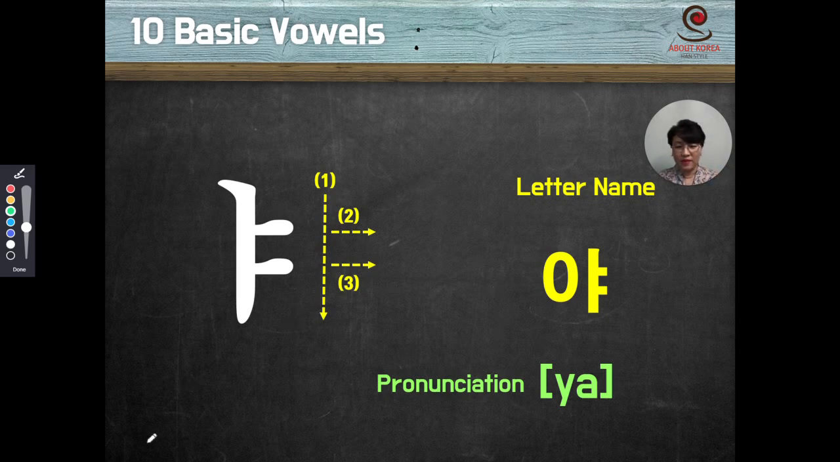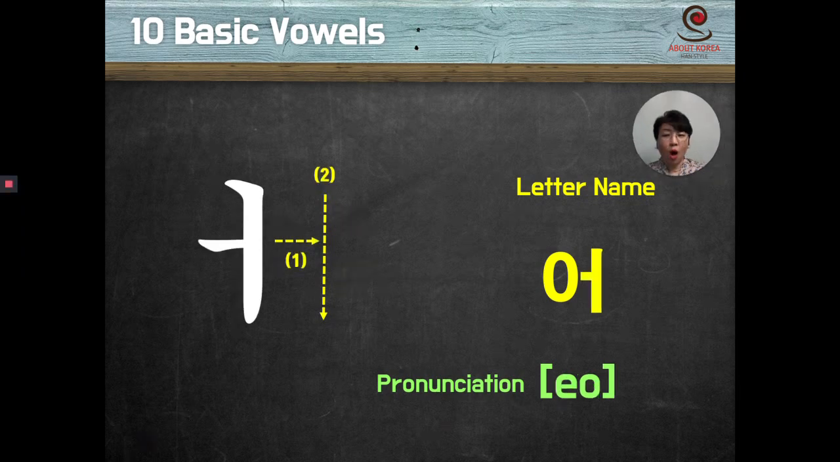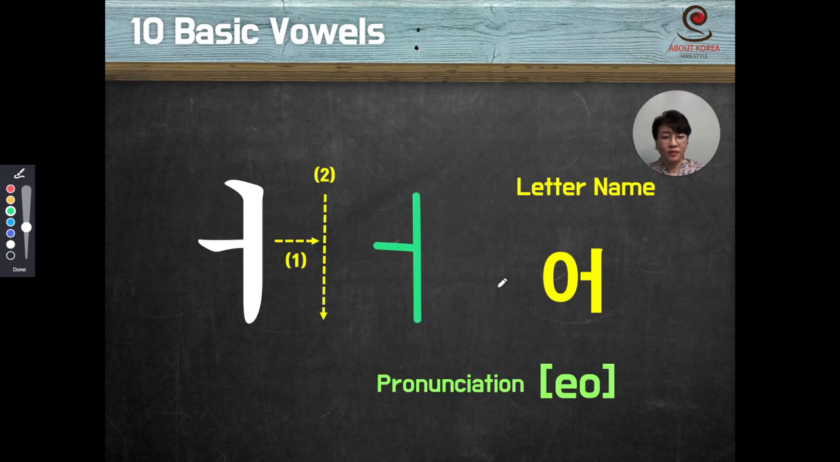Next is eo. Repeat after me. Eo. Let's try to write it, 1 and 2. The pronunciation is eo. The letter name is eo. If there is no consonant in the first position, the consonant 이응 will be used as the first letter, which has no sound. That's why we pronounce this eo.